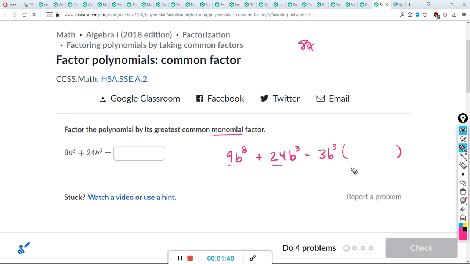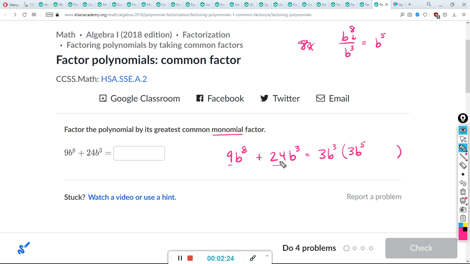And then you put the parentheses. So 9 divided by 3 is just 3. And b to the 8th divided by b to the 3rd, that's just b to the 5th, right? Because when we divide with exponents and it has the same base, you just subtract the exponents. It's 8 minus 3 or 5. So this here is going to be b to the 5th. If you want to double check it, we'll double check it at the end.